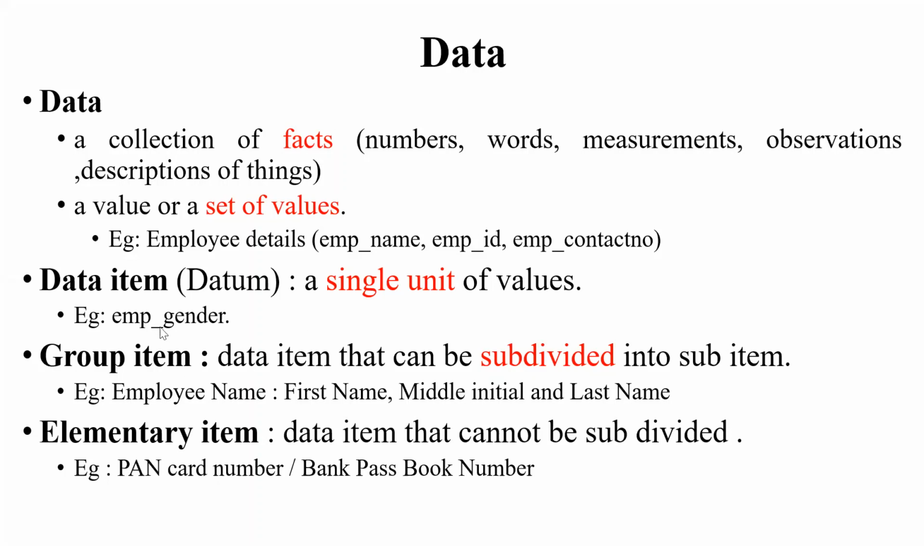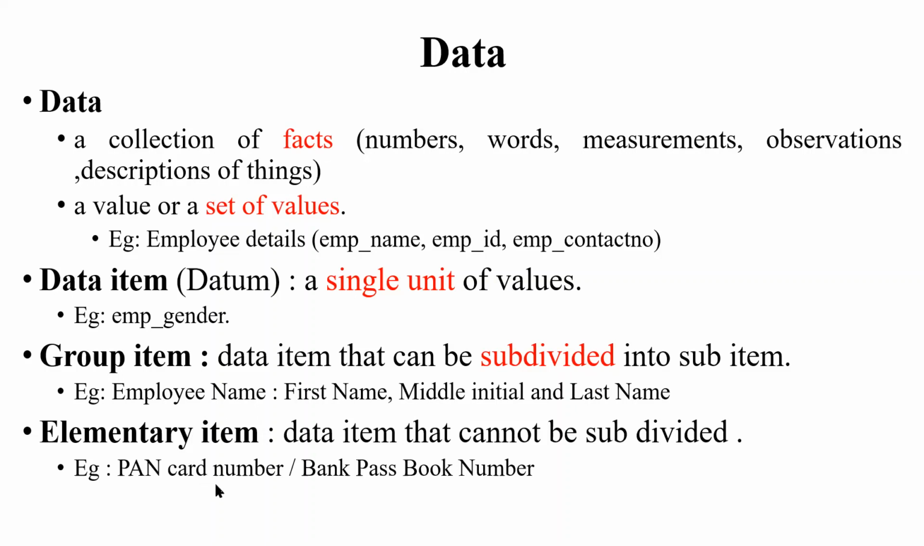Okay. So group items are those which we can further divide. We can make them sub items. So employee name consists of first name, middle name and last name. Now these sub items which we cannot further divide can be considered as an elementary item. It is almost similar to a data item, a single data item. This is considered as a single unit of value, but here the elementary item is considered as the sub items which we get after dividing a group item.